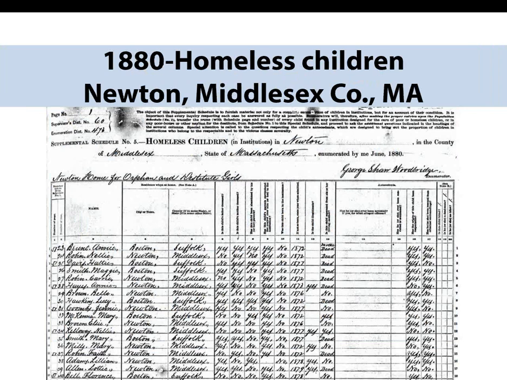So the example we're giving here is from Newton in Middlesex County. Again, this is the Newton Home for Orphan and Destitute Girls. And it gives information about, you can see all of the girls that are listed here. Also, when they came to the institution is in this column here, and then the information about their parents is included. So in this case, the mother is deceased. In this case, both parents are deceased. So this is obviously very wonderful information if this is one of your ancestors and you're trying to figure out information about their parents.